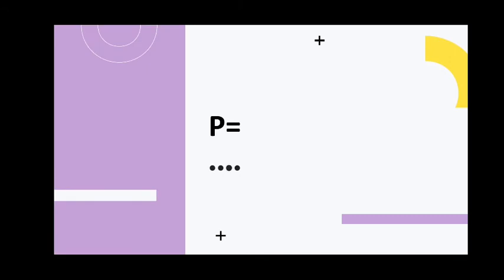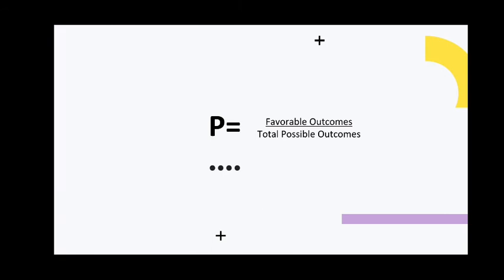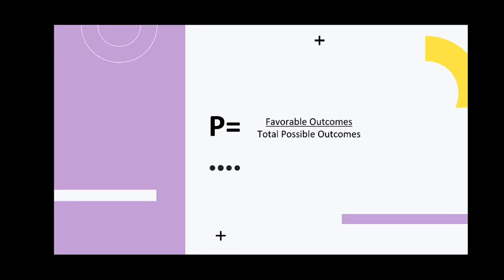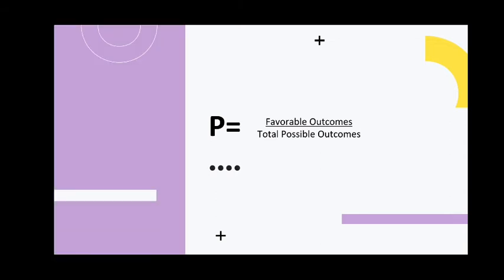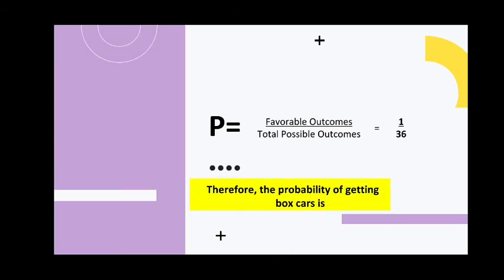In order to find the probability, this is our formula. P is equal to favorable outcomes over total possible outcomes. Sa given problem natin, yung favorable outcomes natin ay isa lang kasi once lang pwede mag-appear ang dalawang 6 kapag nag-toss ka ng dalawang dice. Out of 36 total possible outcomes. So therefore, the probability of getting boxcars is 1 over 36.